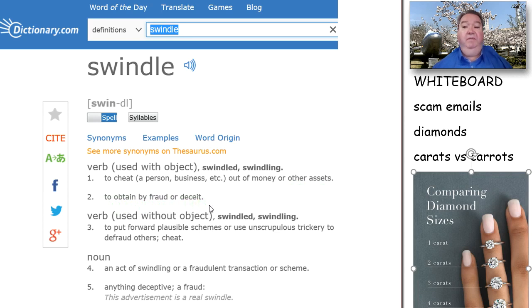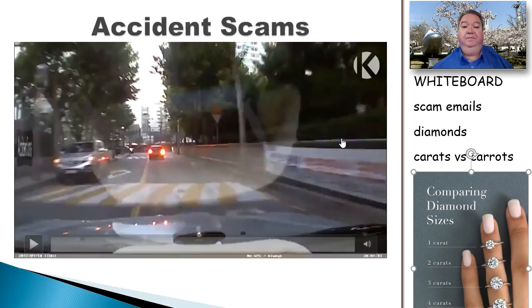So it's a form of cheating, almost theft, but basically in a swindle, the person may give you the property or the money because you have lied to them, you have deceived them. So you're not just stealing it, but you're deceiving them in the process of stealing it.